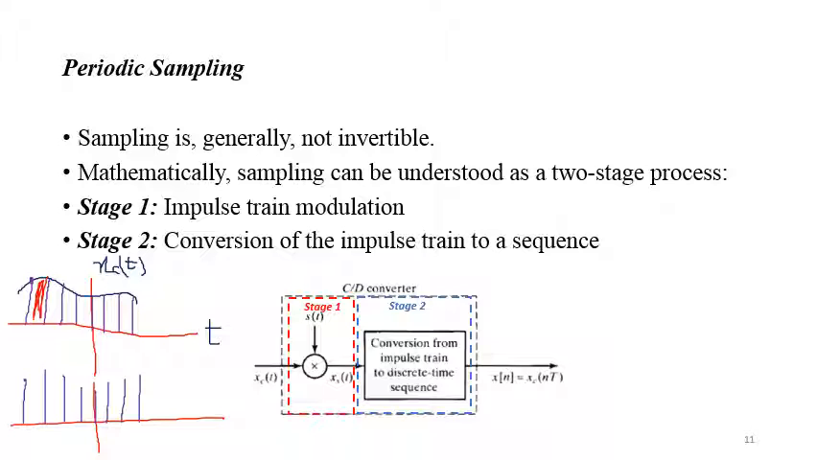So mathematically we can say that it's a two-stage process. In stage one we have impulse train modulation, and in step two, conversion of the impulse train into a sequence. Here we have an impulse train, we multiply the two signals, and using the shifting property we get samples. The second one is conversion from the impulse train to a discrete time sequence, because in the impulse train we still have information of the time.